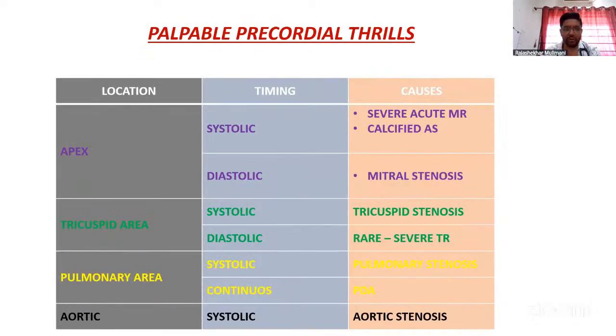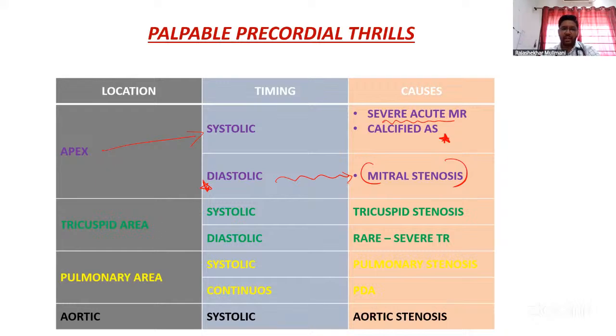Then, if there are any precordial thrills, you should examine for them. In the apical area, if a systolic thrill is felt, it is usually due to severe acute organic MR or sometimes a calcified AS. A diastolic thrill is very common in mitral stenosis without mitral regurgitation, and a non-calcified stenotic mitral valve, especially of moderate degree, produces a diastolic thrill. Presence of a diastolic thrill is a very significant aspect in mitral stenosis.